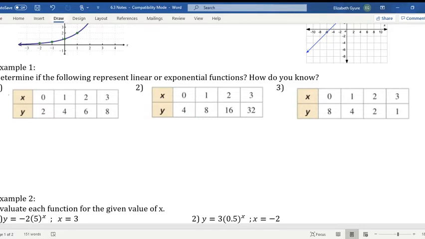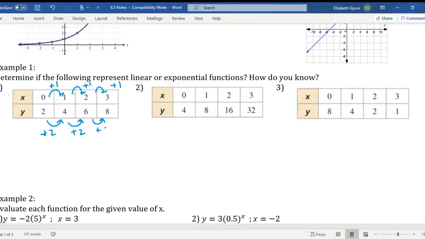So let's take a look at our x's and see how they change each time. If you take a look, the x's are doing what? Are they going up or going down each time? Yep, they're going up by 1 each time, so that's constant. So at this point, it could still be either linear or exponential because that depends on the y's. Now if you look at the y's, what are our y's doing each time? Going up by 2 each time.